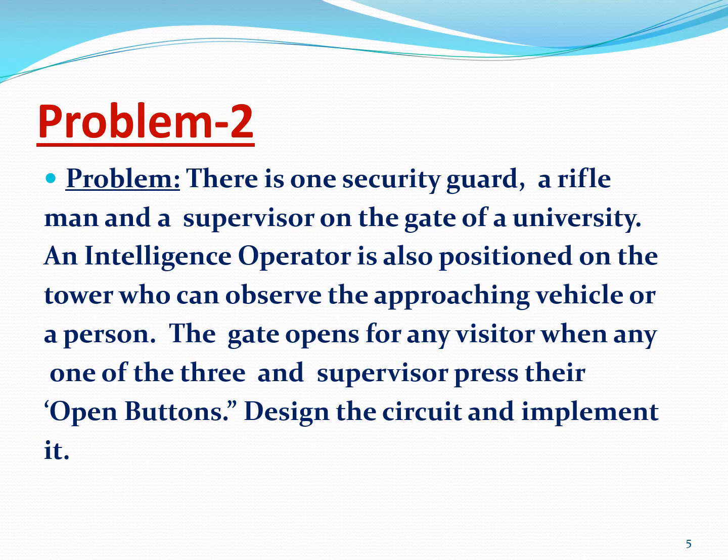Now the condition is that any one of the three, that is the security guard, rifleman, or the intelligence operator, presses the button, but the supervisor has to press the button. This is the condition, only then will the gate open for a visitor, otherwise no. So that means the output of the supervisor has to be ANDed with any one of the other three or all three.